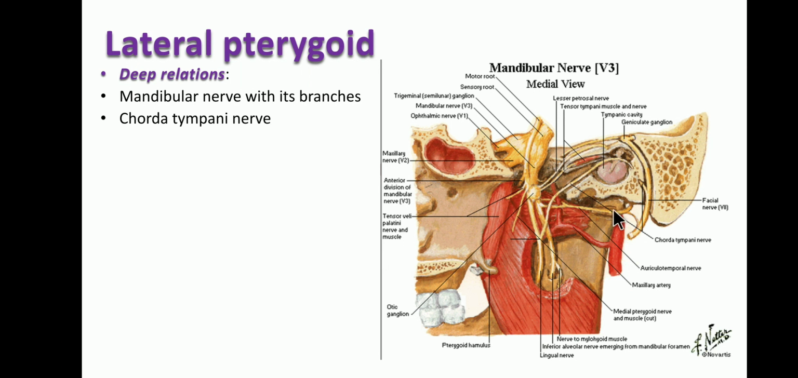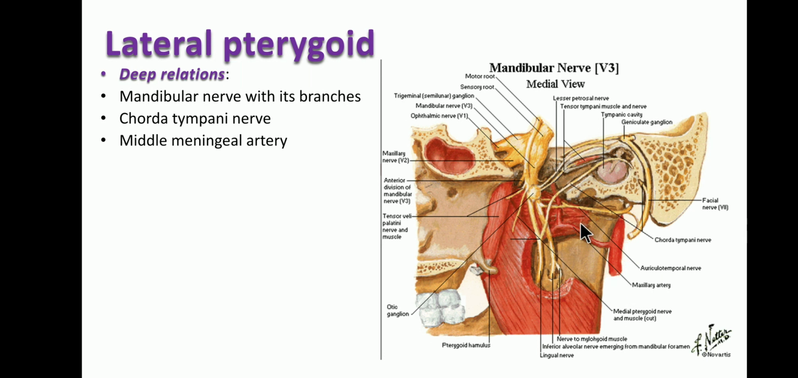Then the chorda tympani nerve, also a branch of the facial nerve, coming and joining the lingual nerve. That also you are able to see. It actually comes through a fissure called the petrotympanic fissure. It is beyond the scope of this class to discuss more about the chorda tympani. Just remember, in the infratemporal fossa, it joins with the lingual nerve.